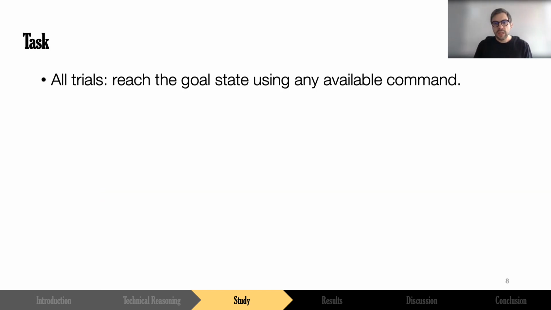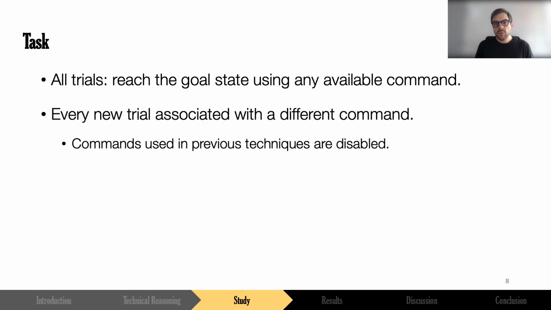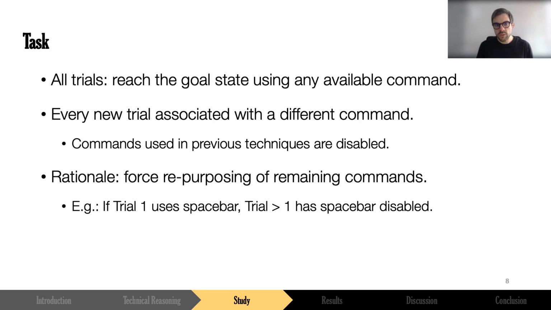So in a session, every trial required them to complete the same task, and that is indent the first paragraph using any available command. And what we did is that for every new trial, we disabled the commands that were used before to complete it. So the rationale was that if we disabled commands, they would have less of them to use and therefore eventually would have to repurpose the remaining ones in order to achieve the goal. So for example, if in one trial they used the spacebar to insert spaces in front of the paragraph, the spacebar would be disabled for any subsequent trials.